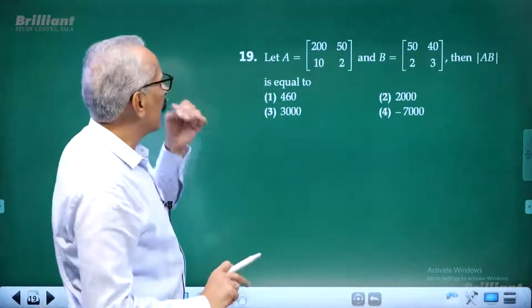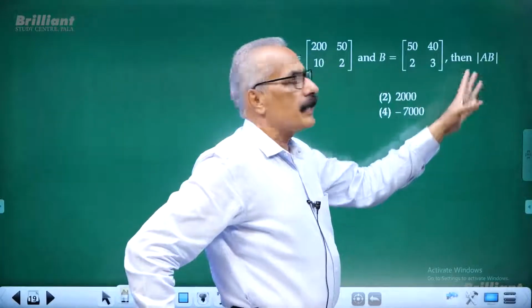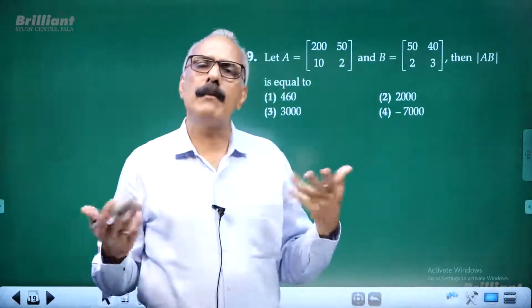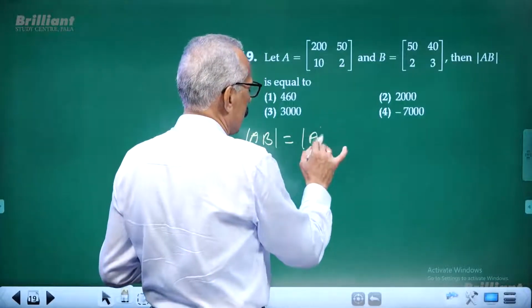Okay. Question number 19. A is there, B is given, matrices of second order. Determine AB. What's the formula? Determinant of AB is equal to determinant A into determinant B.